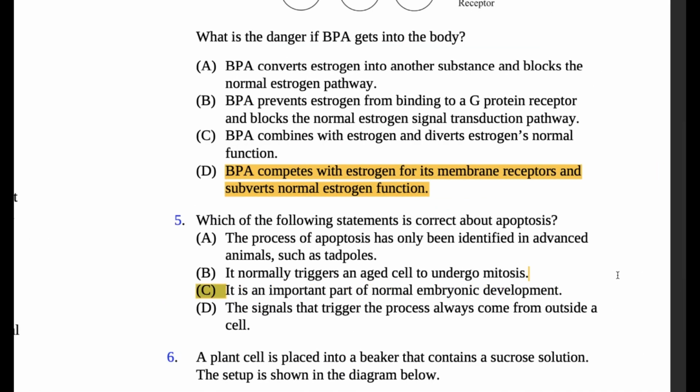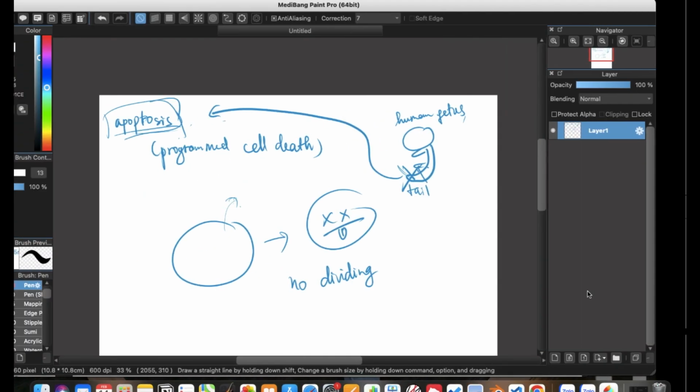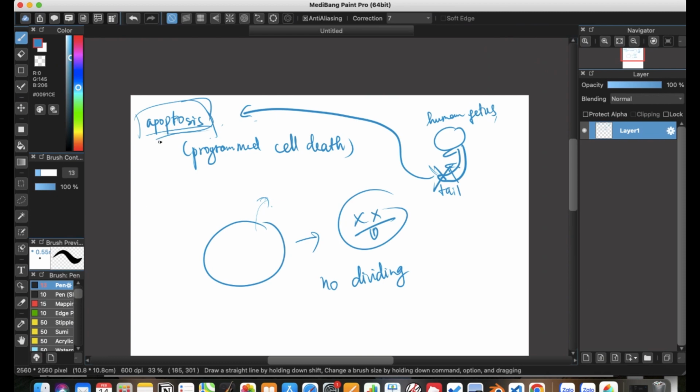And let's take a look at D, just in case we might be wrong. The signals that trigger the process always come from outside the cell, which is not true because this can be triggered by both inside and outside factors. Right.